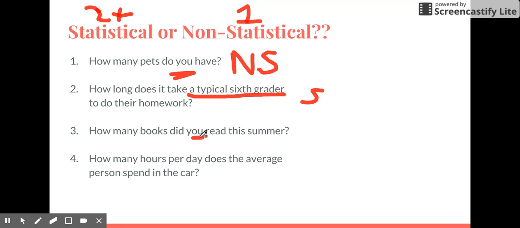Number 3, how many books did you read this summer? Again, now we're looking at you. Are you going to answer that in one way or more than one way? Well, since it's just you, you're only going to give me one number on how many books, so that's non-statistical.